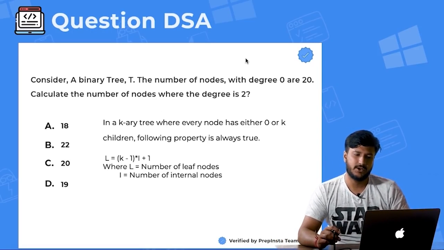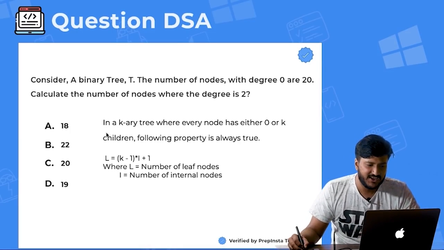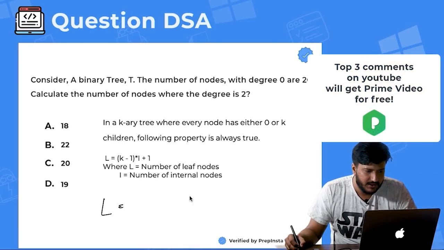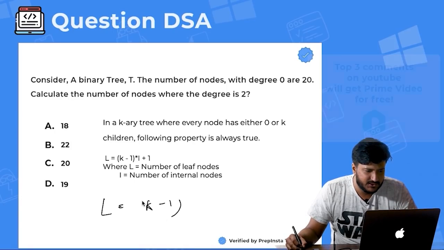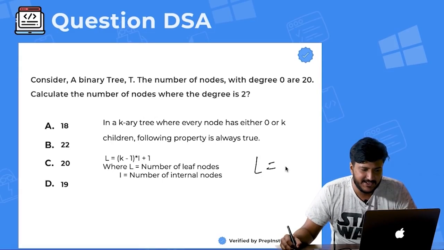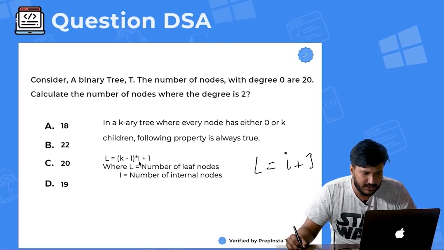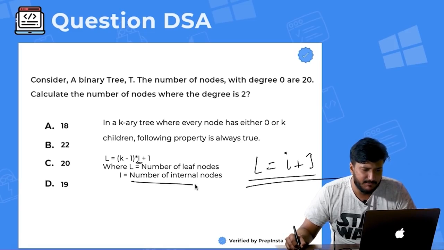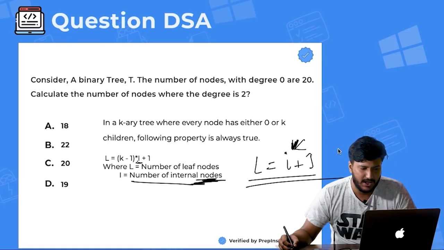A lot of people who know DSA well would know something called the handshaking lemma, which essentially says that in a k-ary tree, where every node has either 0 or k children, the following property is always true: L equals (k minus 1) into I plus 1. The k value here is 2 for binary, so 2 minus 1 is 1. So for our binary tree, L equals I plus 1. Here, you may not see I properly; this is capital I, so I've written small i here.